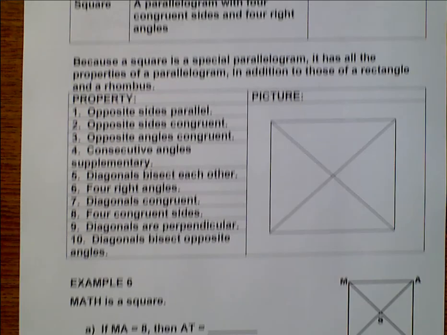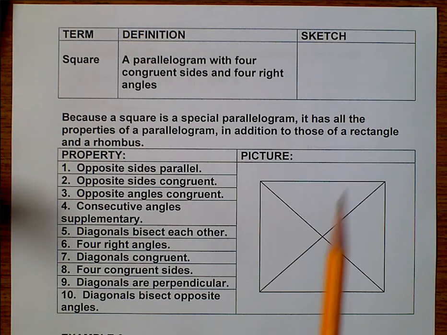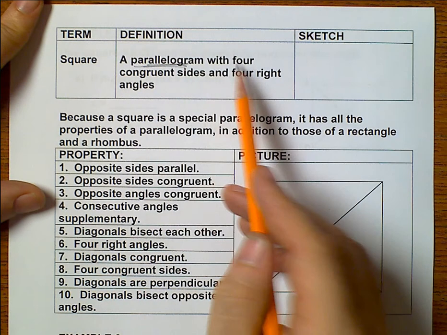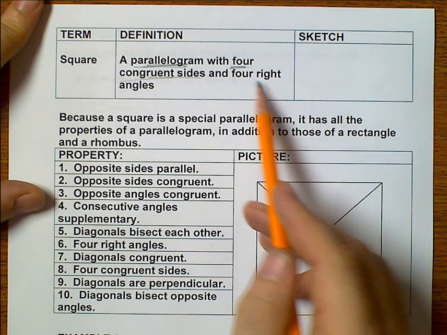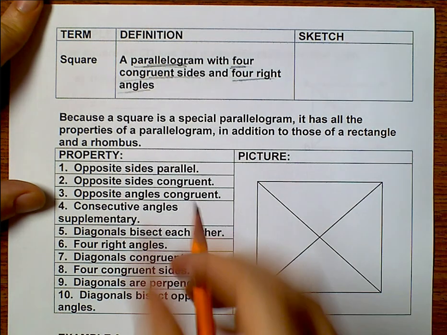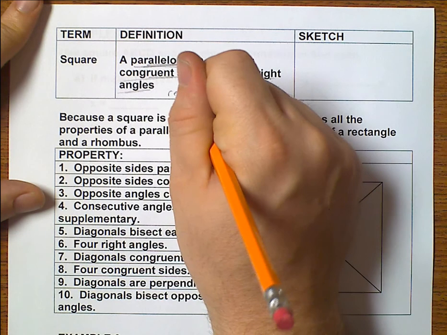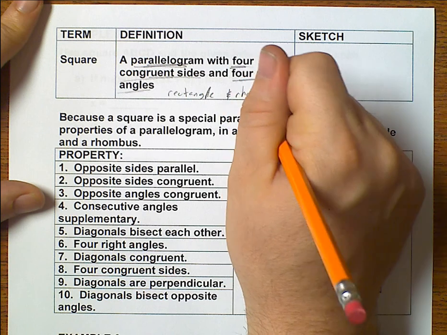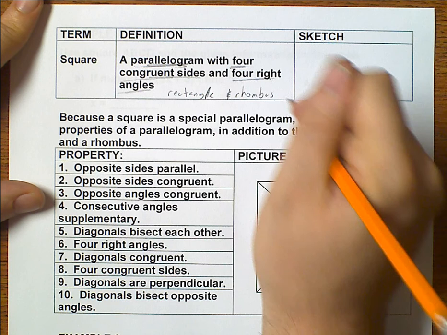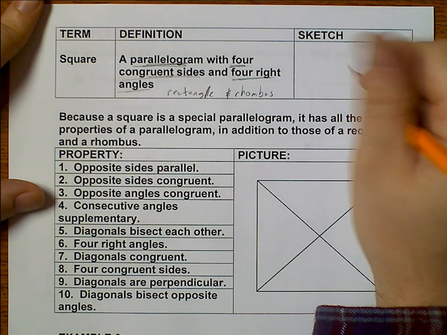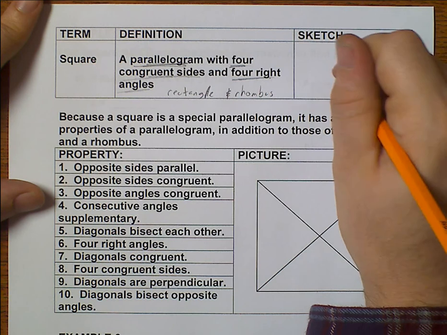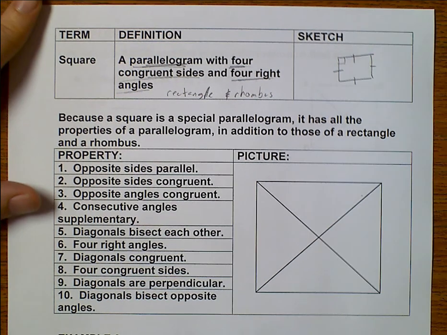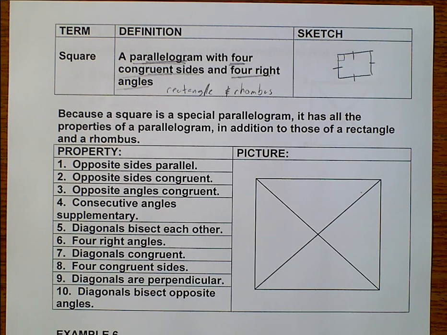Now let's talk about squares. Well, squares are parallelograms with 4 congruent sides and 4 right angles. This means that a square is both a rectangle and a rhombus. Okay? So there's my kind of a bad picture of a square.